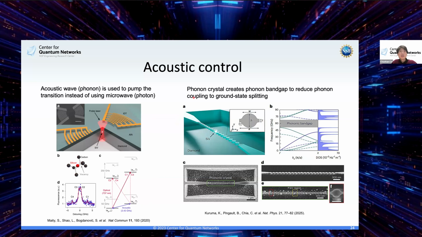Another thing is, as I mentioned, the 50 gigahertz band. What if I can create a structure where no phonon can exist in this 50 gigahertz band, so that your silicon vacancy, no matter what temperature it is, won't couple to the 50 gigahertz phonons because phonons are not able to exist in this phononic band gap? In this paper, researchers demonstrated a phononic crystal that creates a band gap, and they showed that this can actually enhance the coherence time of the silicon vacancy.